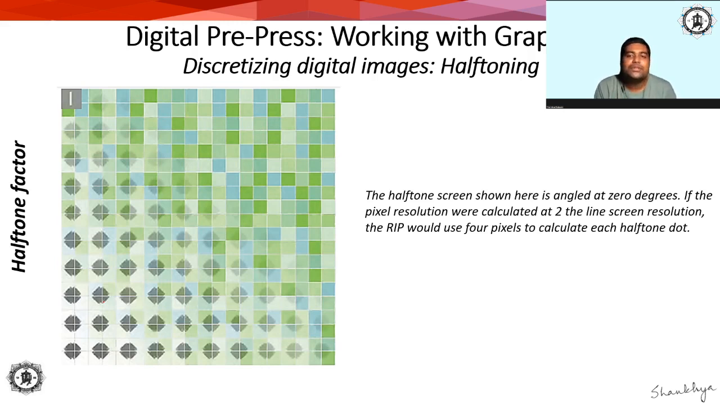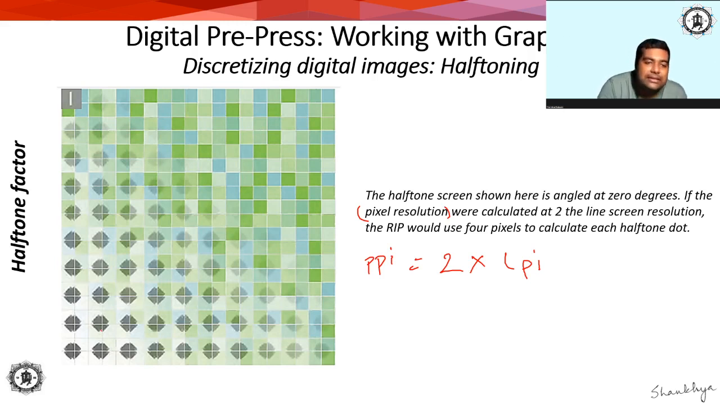What is written? The halftone screen shown here is angled at 0 degree, no angle. If the pixel resolution were calculated at twice the line screen resolution, that means PPI is calculated at twice the LPI, then the RIP would use 4 pixels to calculate each halftone dot. This is clear or not?